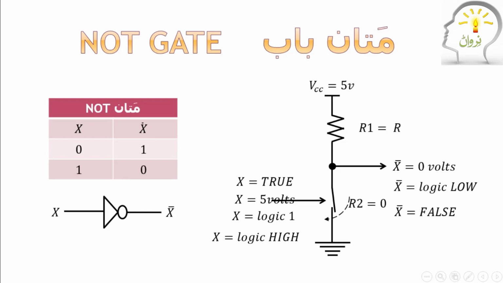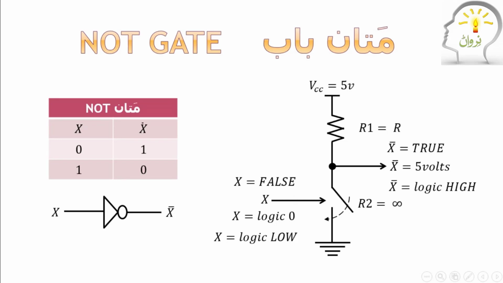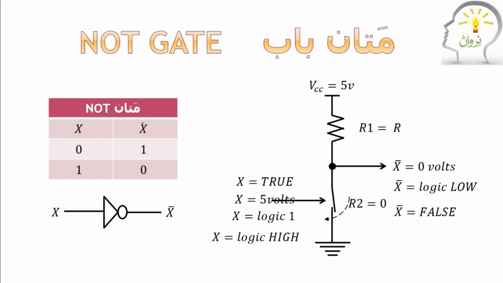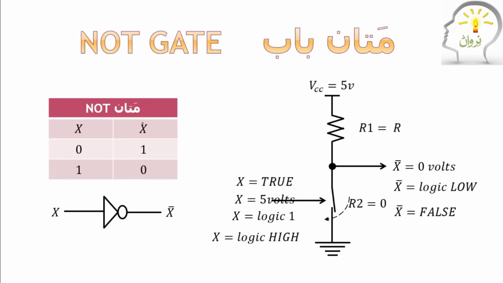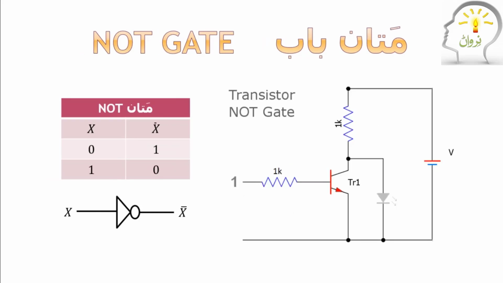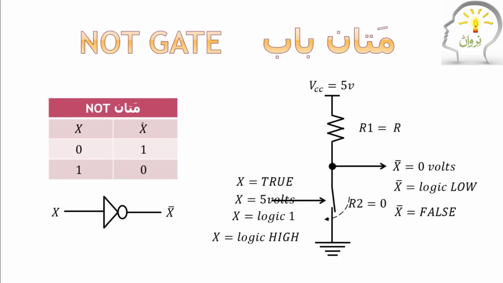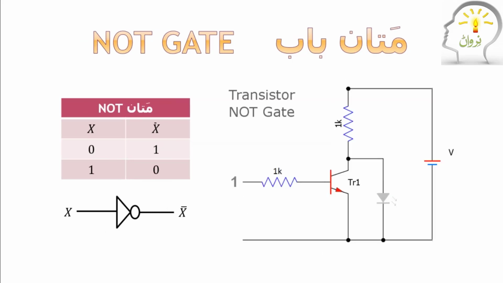Here input is low, switch is open. Here input is high, switch is closed. And what is the difference between this circuit and this circuit? So show that circuit again. The transistor. The switch is replaced by a transistor.